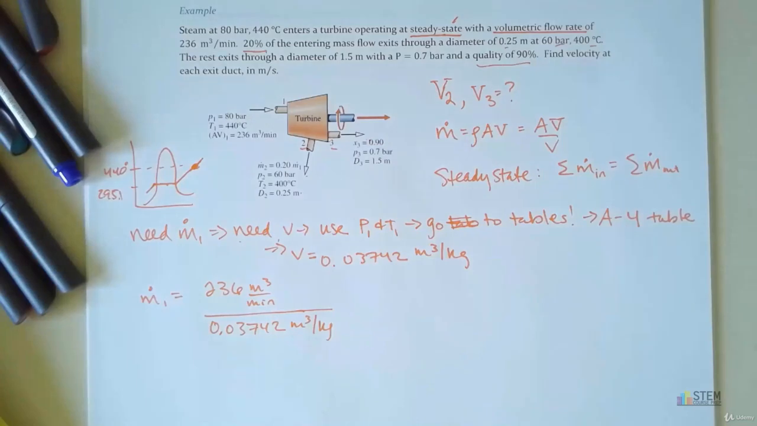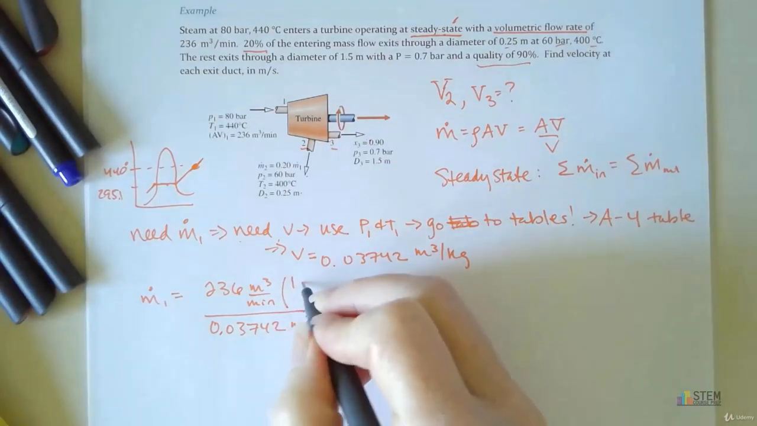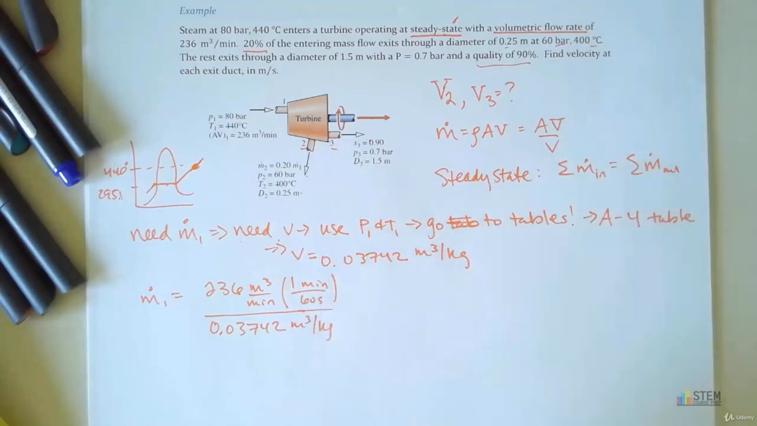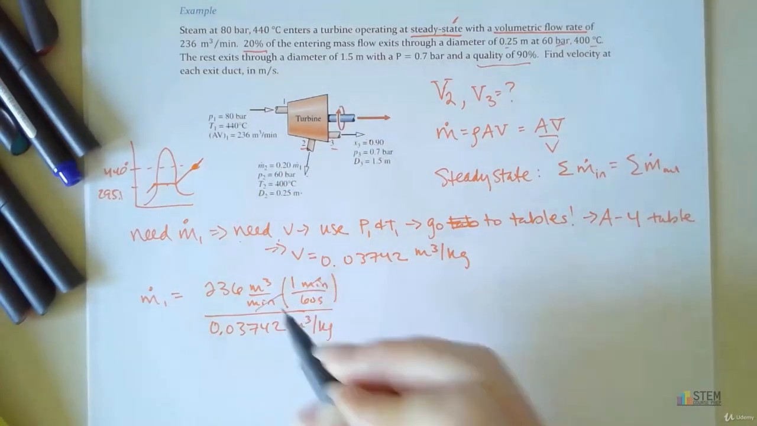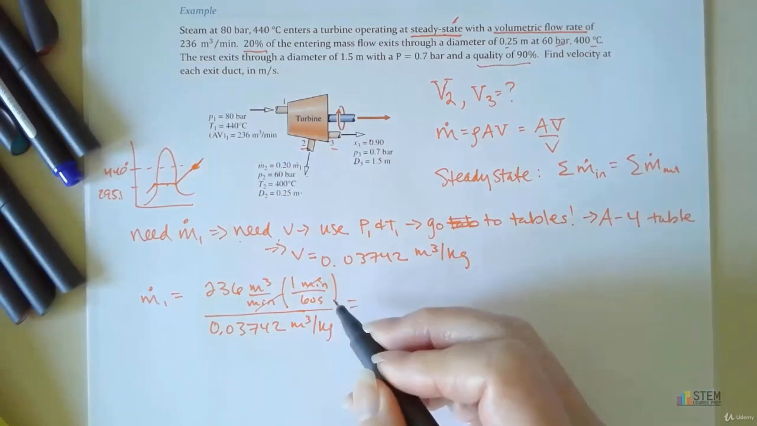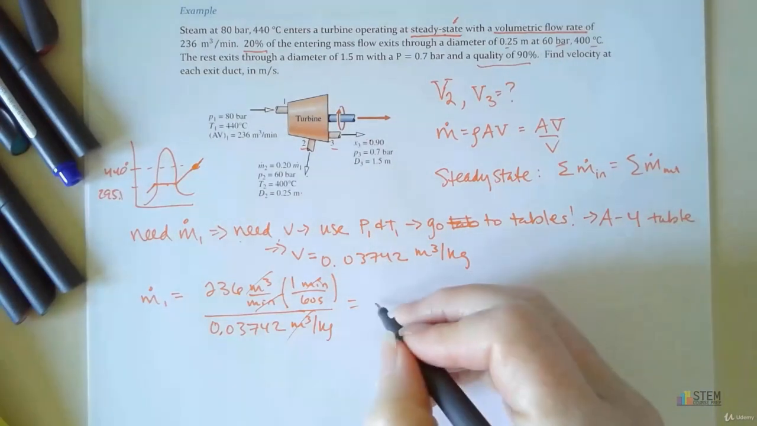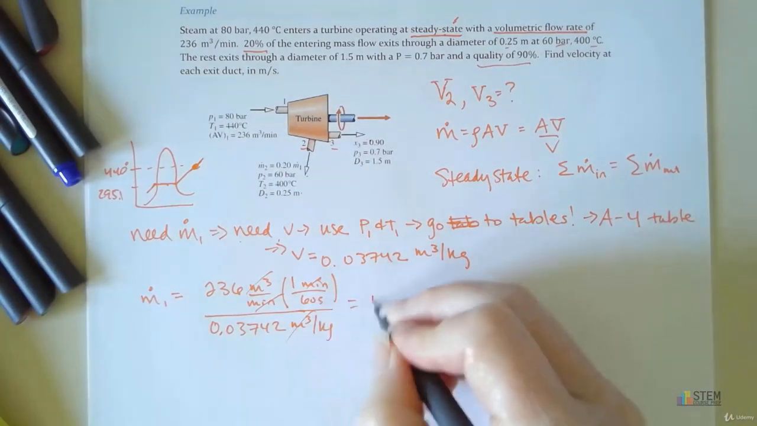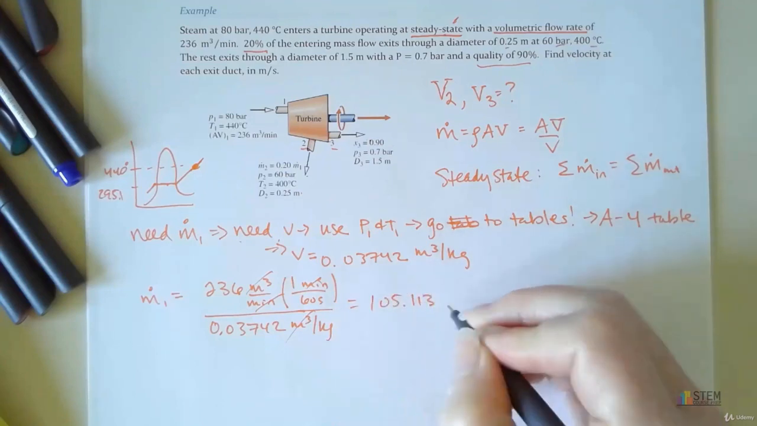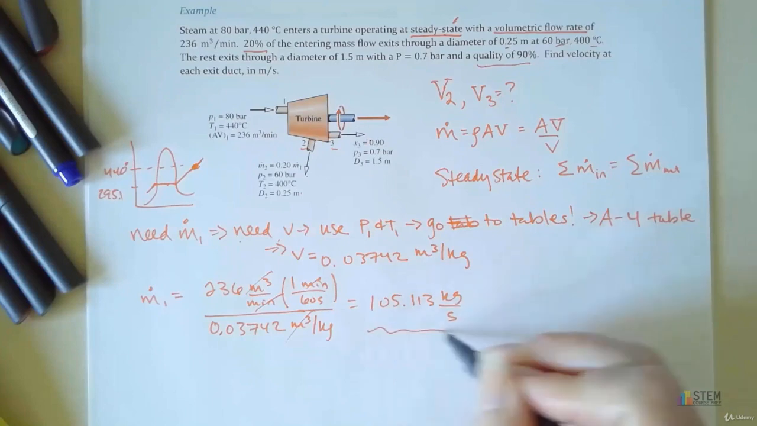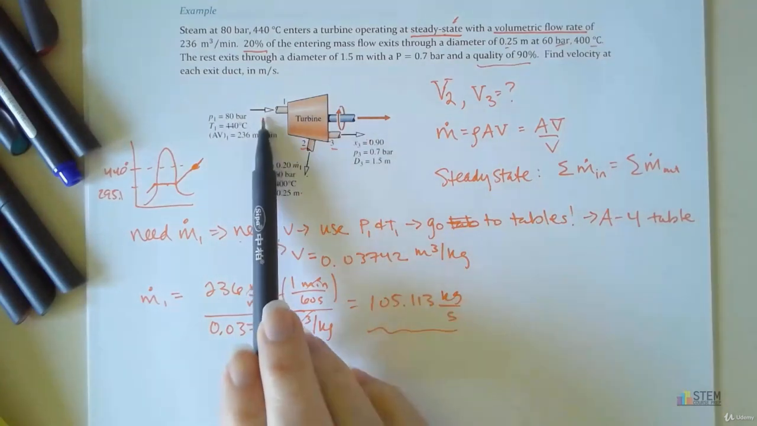Now let's stop and think about this for a minute. Do we probably want to leave minutes in here? Probably not, right? We don't ever use minutes. Everything is always in seconds, so let's convert this over to seconds. That gets rid of minutes, and the cubic meters go away. You're left with kilograms per second, which is what we want for a mass flow rate. Doing the numbers, you get 105.113 kilograms per second.